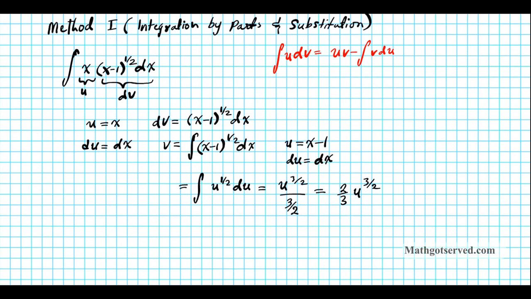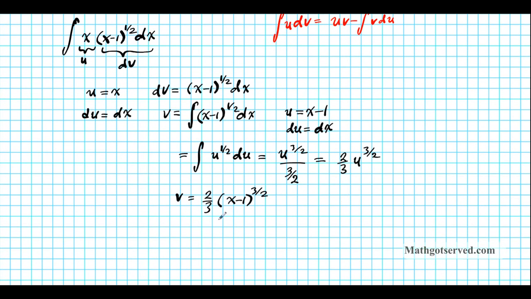So now what is v? We know that everything else is in terms of x, so we need to plug the value of u right back into this expression. So we're going to have 2/3, and instead of u it is going to be x minus 1. Remember, earlier we called u x minus 1 so we could integrate using substitution, so we have to plug it back. 2/3 times x minus 1 to the 3 over 2. Now we have everything we need to use the integration by parts formula.